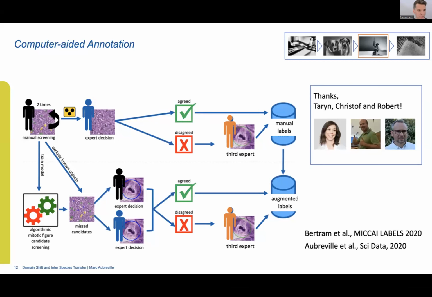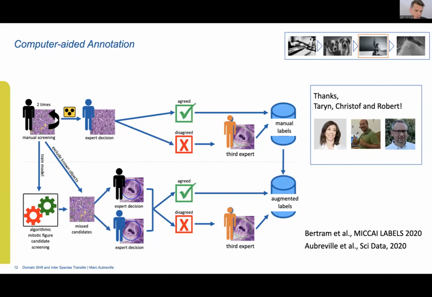Because mitotic figures are so easy to overlook, we additionally had a machine learning algorithm screen for some cells that were overlooked, and for that we also ran those without any kind of labeling through the experts, and looked if they agreed, and if not, then we had a 3rd expert looking into this. This would of course not have been possible without the great help of Taryn, Christoph, and Robert, who made this. So a shout out to them here.